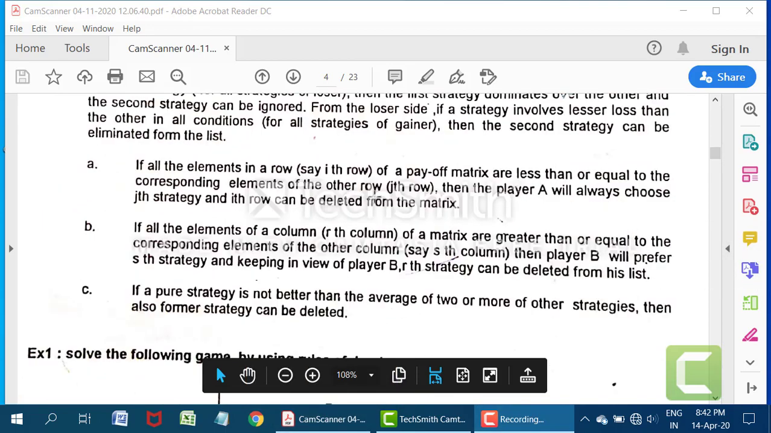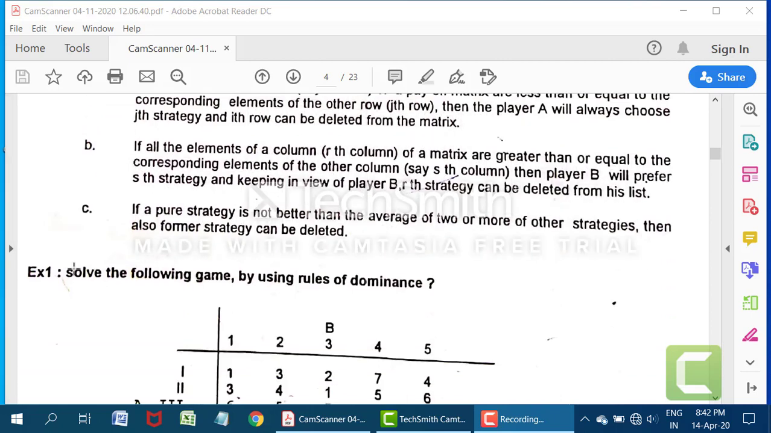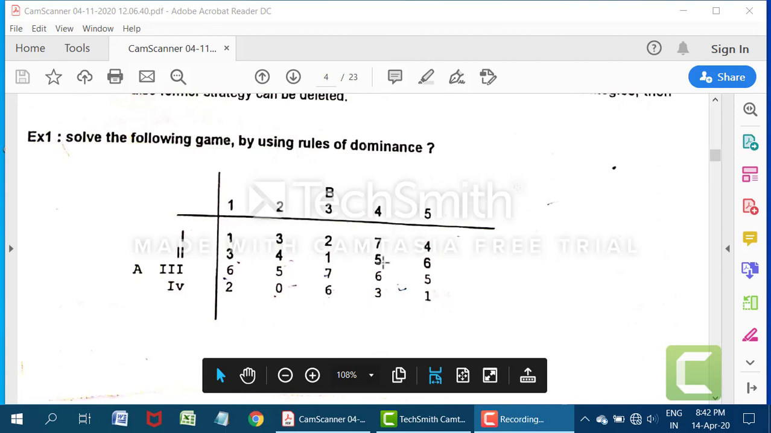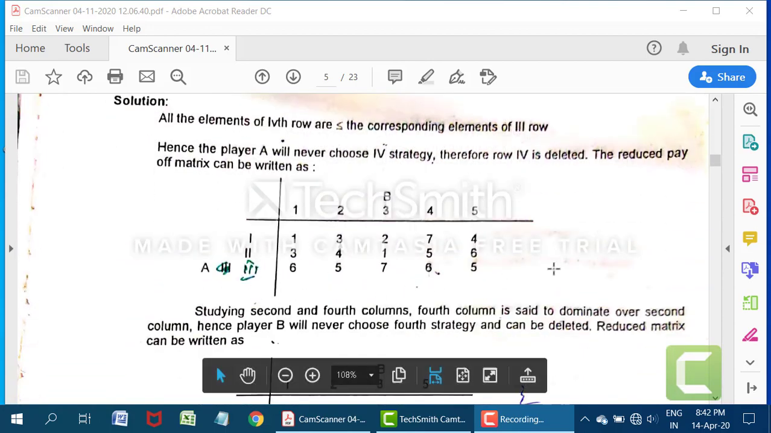So it says, if all the elements in a row, say the ith row of the payoff matrix, are less than or equal to the corresponding elements of the other row, the jth row, then the player A will always choose the jth strategy and the ith row can be deleted from the matrix. So when looking at rows, the row with lesser elements can be removed. That is what is called rule 1. So the game size will be reduced to this size. The fourth strategy is no longer there.